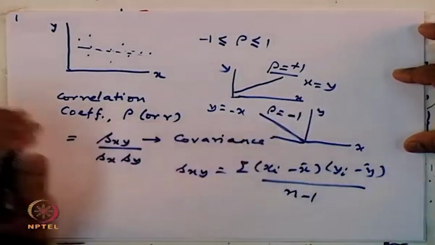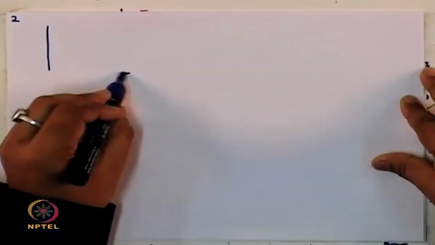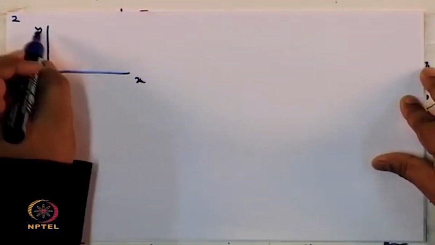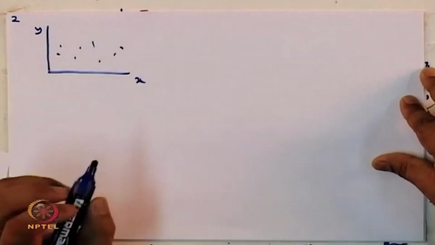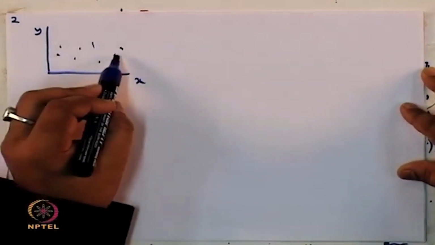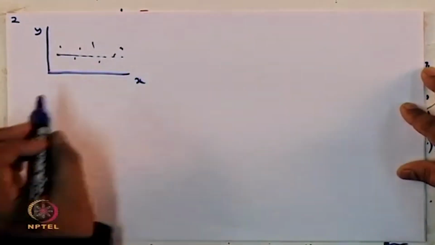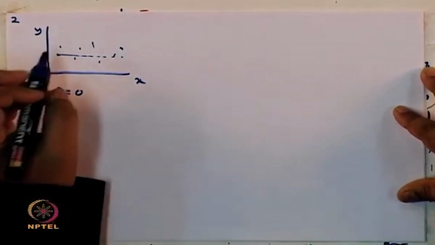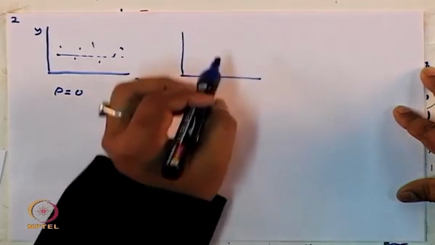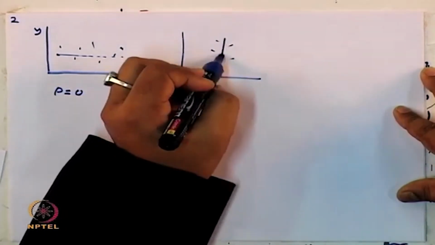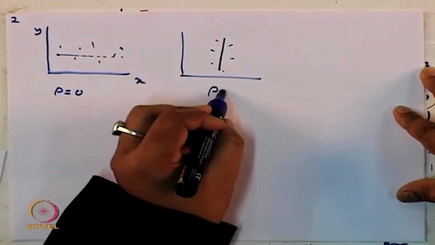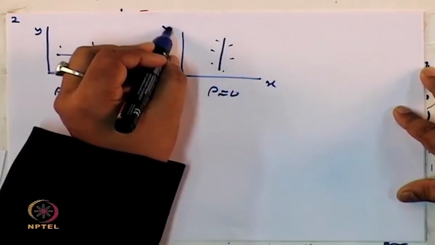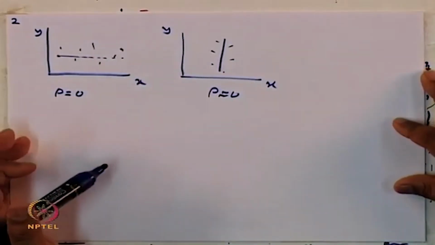However, if your data points are all scattered, as in this case, when you compute the correlation coefficient, for a line which is perfectly horizontal, or let us say perfectly vertical like this, in both these cases my correlation coefficient will turn out to be close to 0.